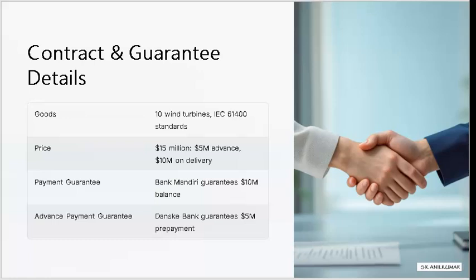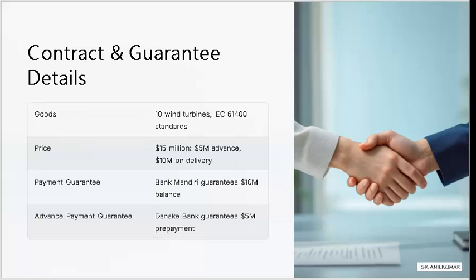Now, how will the contract look? The contract will say 10 wind turbines have to be sent. It should be as per IEC 61400 standard. 15 million is the cost of the contract, of which 5 million is payable in advance against an advance payment guarantee. 10 million will be paid on delivery against a letter of credit, maybe, and the terms could be DAP, delivered at place. And after this DAP contract is agreed for the Incoterm, guarantee will be sought.